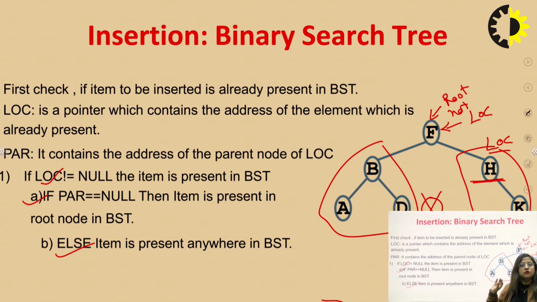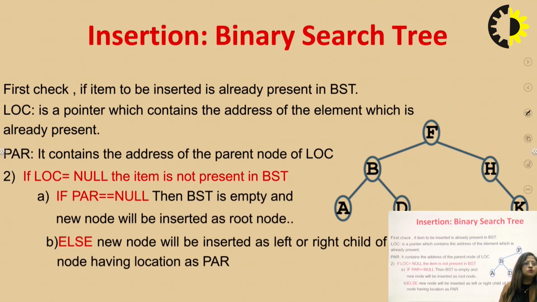It means as a single node, as a root node. Now location does equal to null. That means location is what? Location holds the address of the presented value, so the present value in the given BST. So if location equals null, according to this condition, it means the item is not presented. Okay, now the item is not presented.